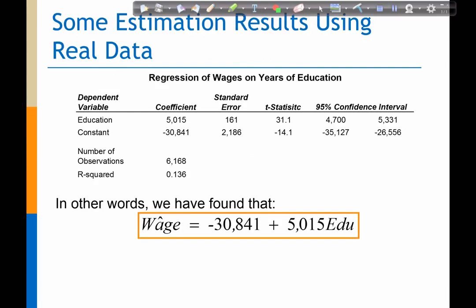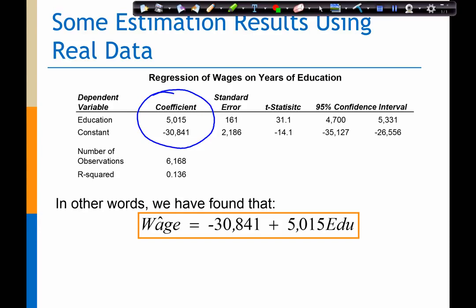So here are the results of a regression that I have run in a statistical package using some real data. So I have data on over 6,000 people, and what we see when we get the results, we see a column called coefficient, and those are the estimated alpha and beta.